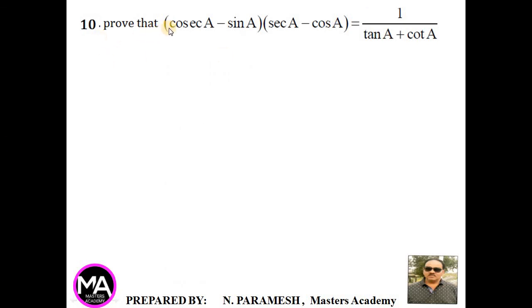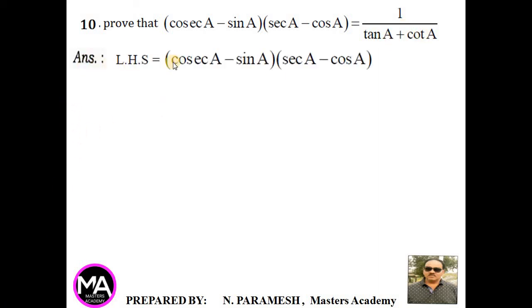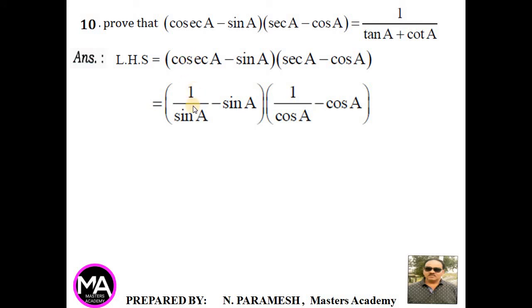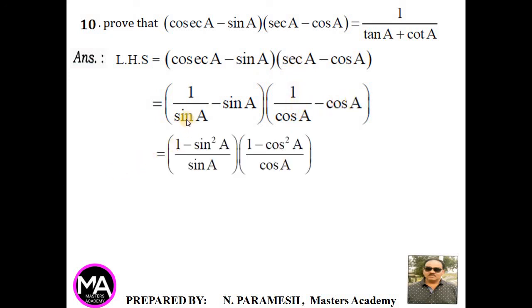10th question. Prove that cosecant A minus sin A into secant A minus cos A is equal to 1 by tan A plus cot A. Answer. LHS. Cosecant A minus sin A into secant A minus cos A is equal to, cosecant A is nothing but 1 by sin A, minus sin A, into secant A, which is nothing but 1 by cos A, minus cos A. That is equal to, in the first bracket taking sin A as LCM, 1 minus sin A into sin A, sin square A. In the second bracket, cos A as an LCM, 1 minus cos A into cos A, cos square A.